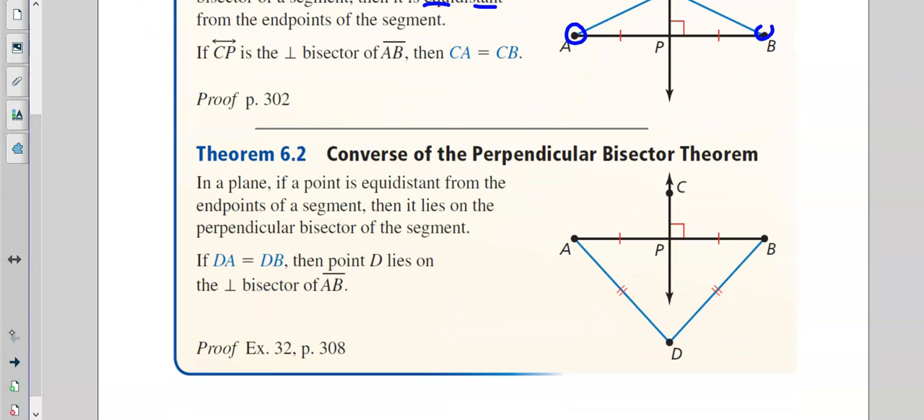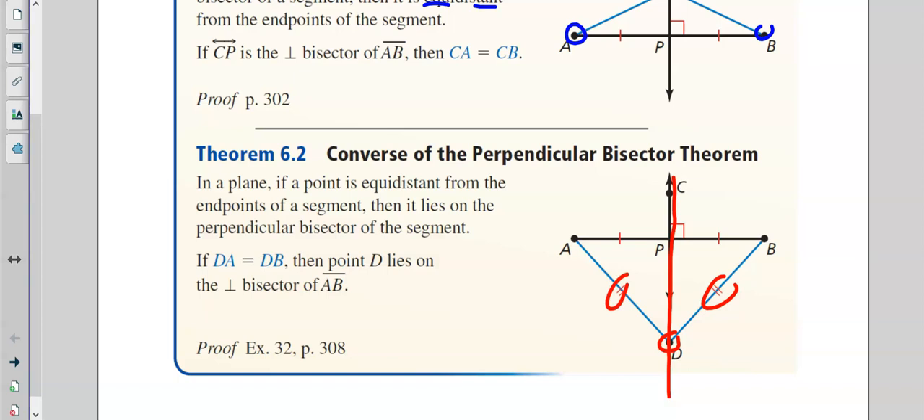And then the converse of that is if a point is equidistant from the endpoints, then it lies on the perpendicular bisector. So if we know that this point has the same distance to A as the same distance to B, then it is on this perpendicular bisector. Okay? And it has to be both perpendicular and a bisector.